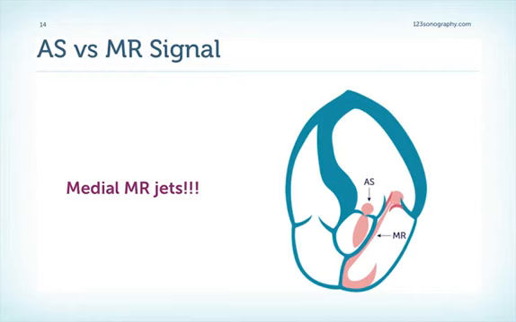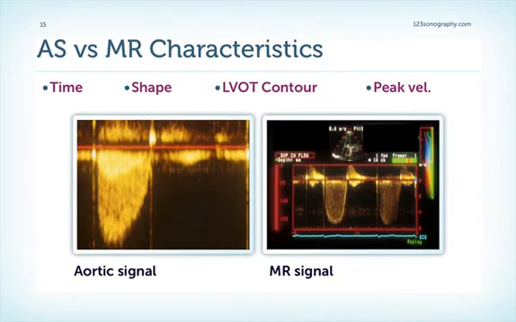There are some pitfalls. Aortic stenosis and mitral regurgitation signals can sometimes be mistaken. So watch out especially for medial MR jets. Because they have the same direction, you can sometimes mistake them, as both are, of course, systolic jets. However, there are some typical differences. So, aortic stenosis versus mitral regurgitation characteristics.